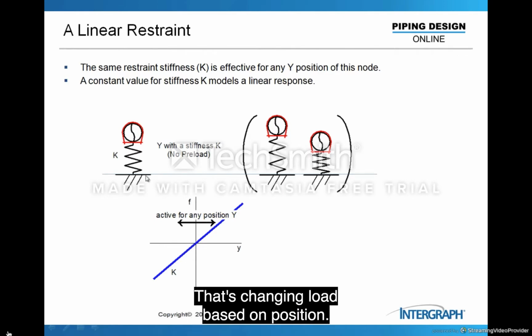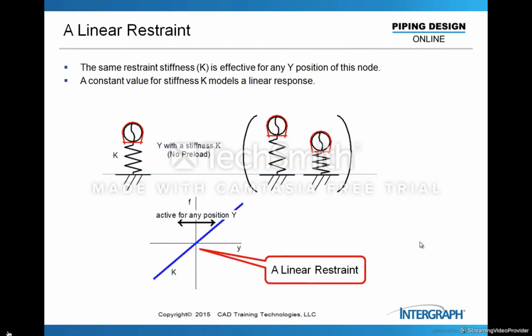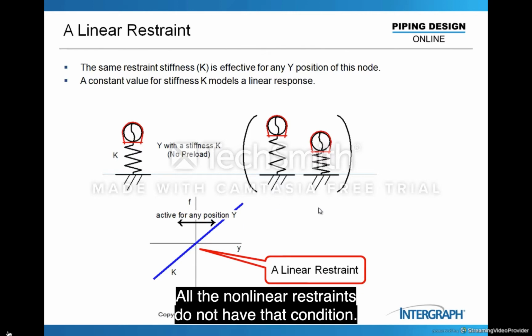That's changing load based on position. So the spring stiffness is a constant value. That's a linear restraint. We have a straight line here, a single line. All the nonlinear restraints do not have that condition.